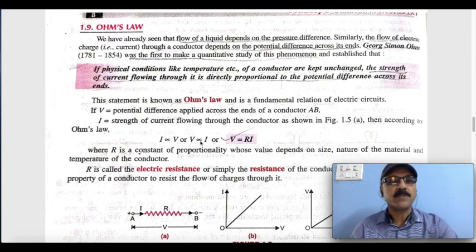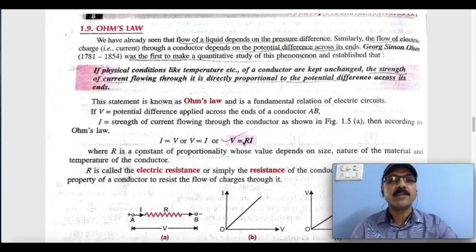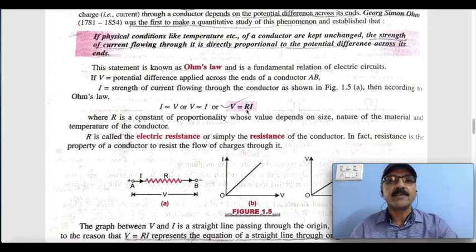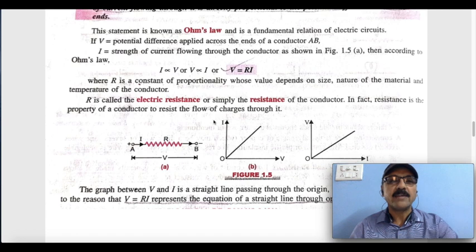If the proportionality sign is removed, there is always a constant. So V equals R I, where R is the proportionality constant and it is called the resistance. V is the potential, I is the current, and R is the resistance. So V equals I R. This is the Ohm's law formula, and this is the resistance symbol. R is called the electric resistance, or simply the resistance of a conductor. Current I is passed through it, and V is the potential difference.